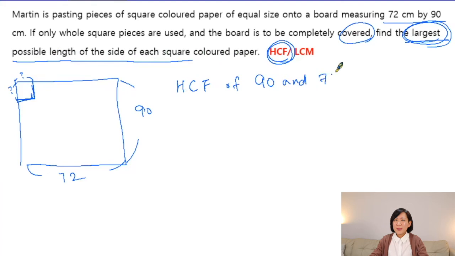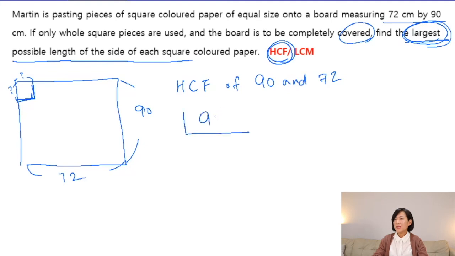So now look at the picture again. You must think about how many squares can go in horizontally, that is 72. Then you also need to think about how many squares go in vertically, 90, right? So that means you need to find the factors of these numbers, right? That's why we're looking for the HCF of both numbers.